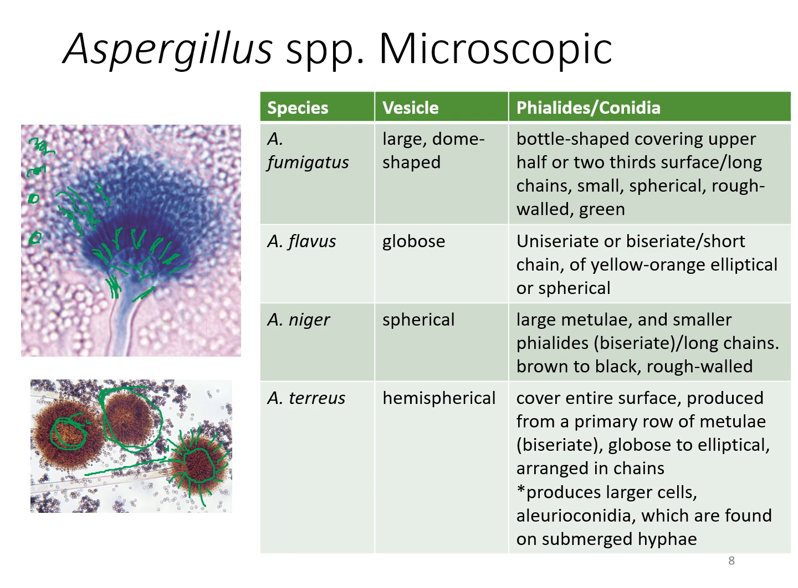And then with Aspergillus terreus, the vesicle is going to be more of a part of a circle, or half of a circle. The surface will be covered as well, and it produces a very large type of conidia. And that's it.